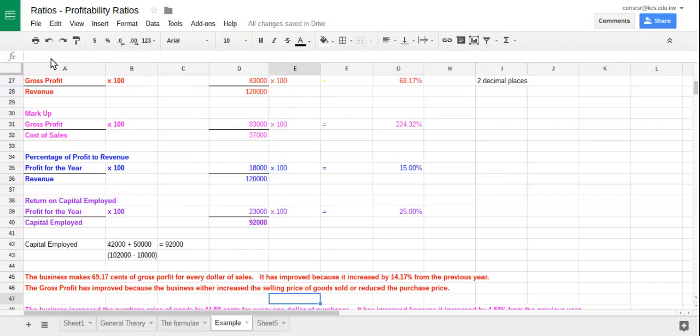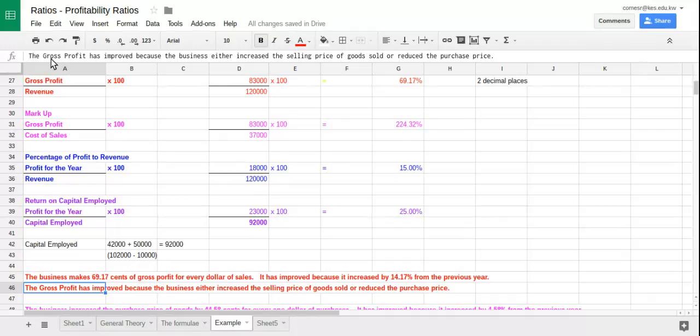Right, writing about ratios, it's important that we can do this, and it's important we understand what they mean. So what does a ratio of 69.17% mean? Well, for the gross profit, that means that the gross profit, the bits, if you like, from the selling price that's left over for the business to pay their other expenses and then to be a profit, is 69.17 cents or 69.17 pence for every dollar or pound of sales. And it's improved because it's increased by 14.17% from the previous year. So always talk about how much the improvement or the deterioration, the increase, the decrease has been, and calculate it. That's very often worth an extra mark.